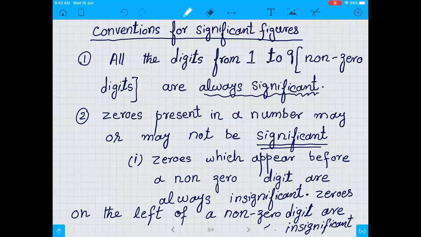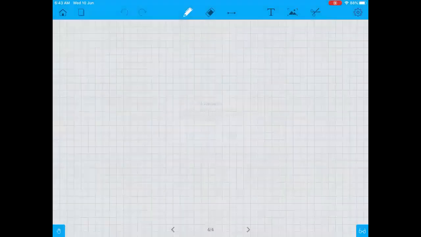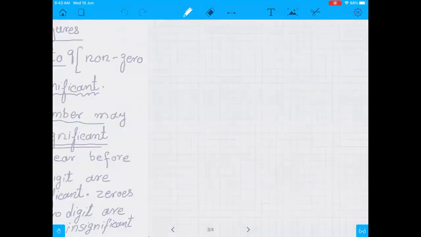For example, we have studied two rules. The first rule is all the digits from 1 to 9 are always significant. Zeros present in a number may or may not be significant. And the first thing about zeros is that the zeros which appear on the left side of a number, or before a number, are insignificant. This is the rule. Now let's give some examples for zeros that are present before a number.